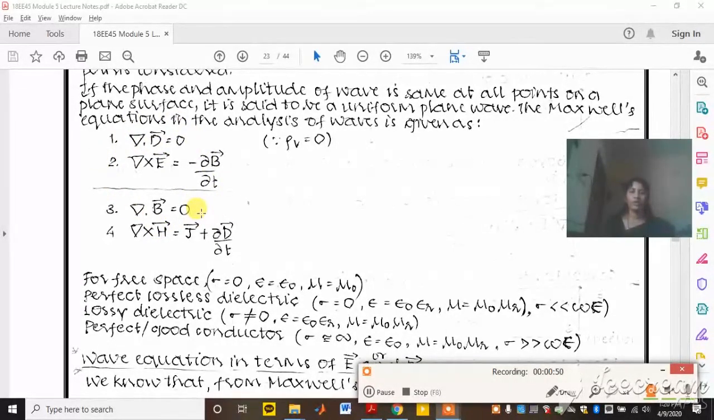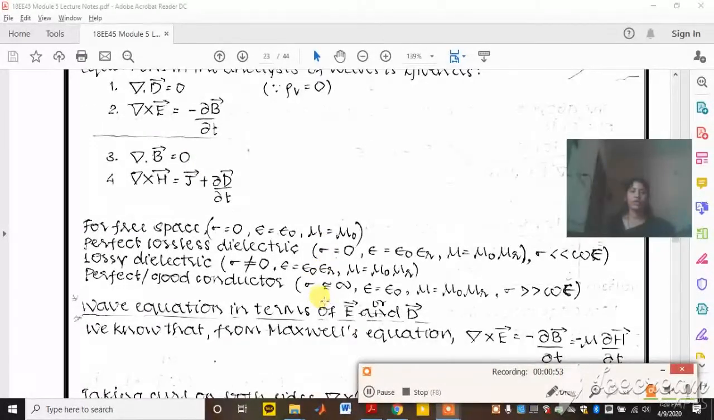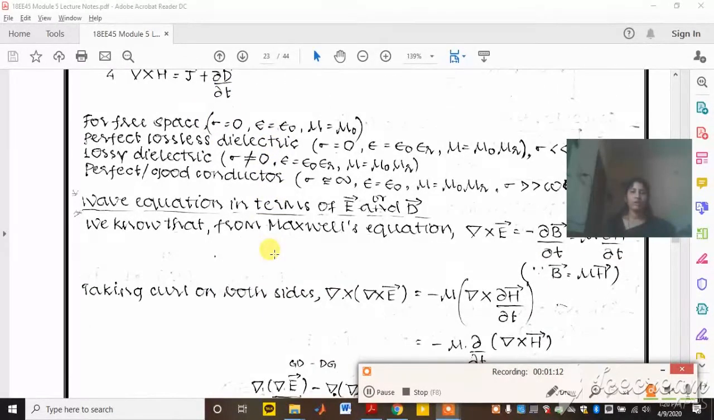Before we go into the exact derivation, we need to make certain assumptions. In free space, conductivity, permittivity and permeability are all considered, and for a perfect lossless dielectric medium we have to consider conductivity equal to 0. A lossy dielectric medium means conductivity will not be equal to 0. The medium should be isotropic and homogeneous, and you have to assume free space for the analysis of wave propagation equation. The first derivation is the wave propagation equation in terms of E or D.